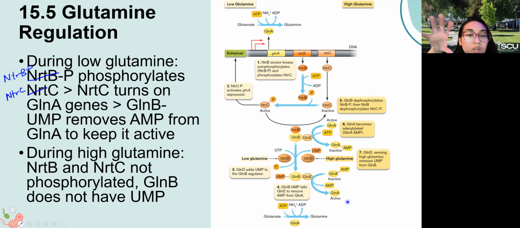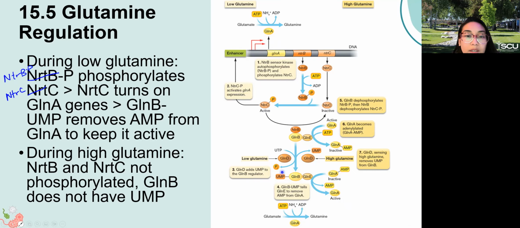So remember that for this regulation, there's gene regulation, and then there's protein activity regulation. So two sides of the story. The NTRC protein is what regulates the gene side, whereas GLNB is really what regulates the protein side. NTRC can only turn on GLNA, the gene, if it's phosphorylated, whereas GLNB can only activate the protein side of things if it has this UMP. So basically, these proteins by themselves are inactive unless they have their phosphate or UMP, respectively.